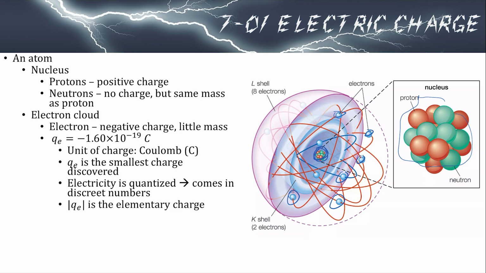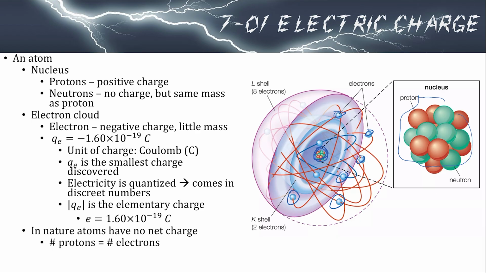The elementary charge is the absolute value of the charge of an electron, which we'll call e, 1.6 times 10 to the negative 19 coulombs. In nature, atoms have no net charge. That's because in nature there's the same number of protons as electrons, so they all cancel out. The positive charges of the protons cancel with the negative charges of the electrons. The proton, if you're curious, has the charge of positive 1.60 times 10 to the negative 19 coulombs. The same charge as an electron, just positive.